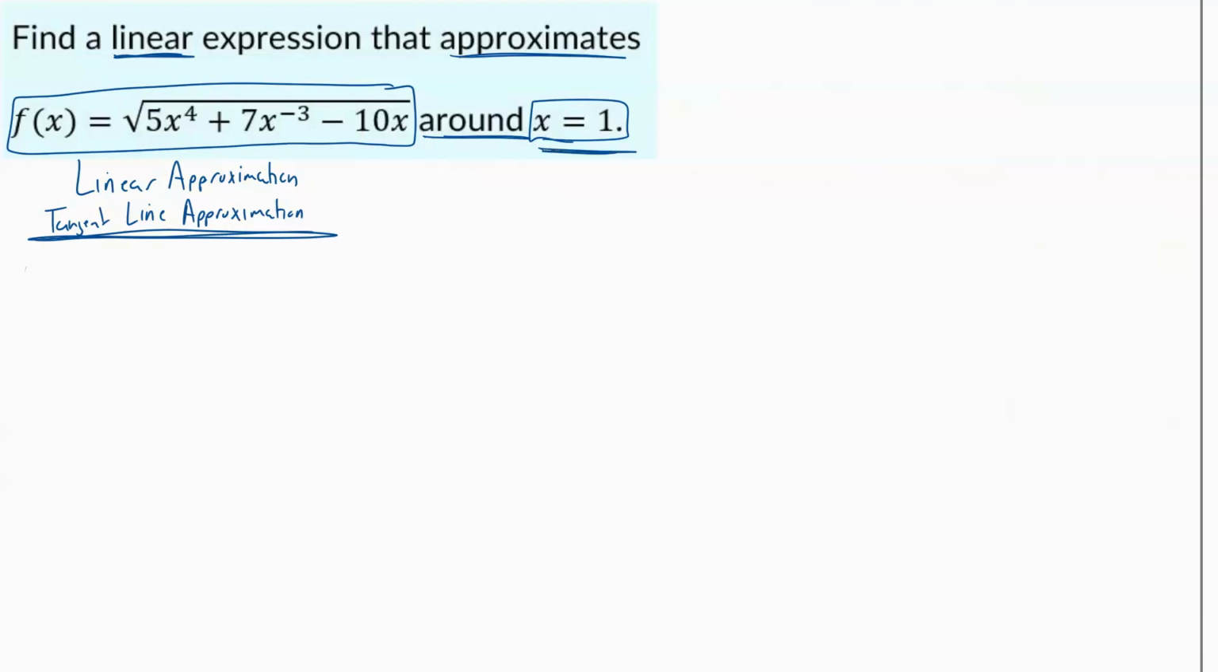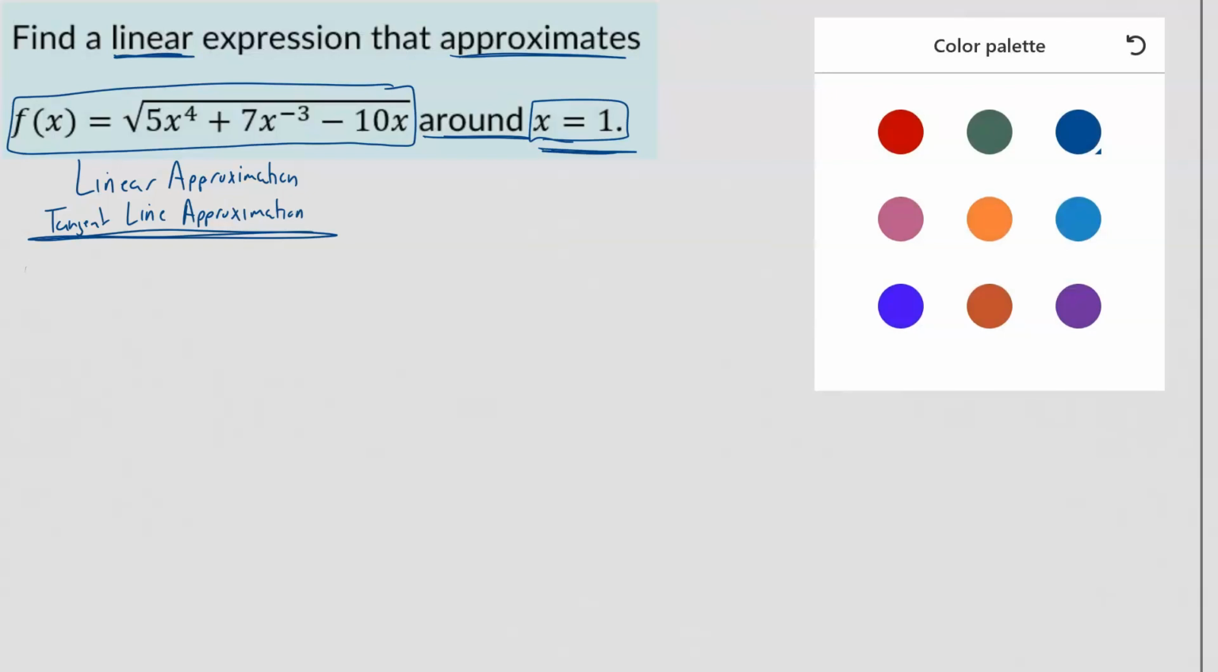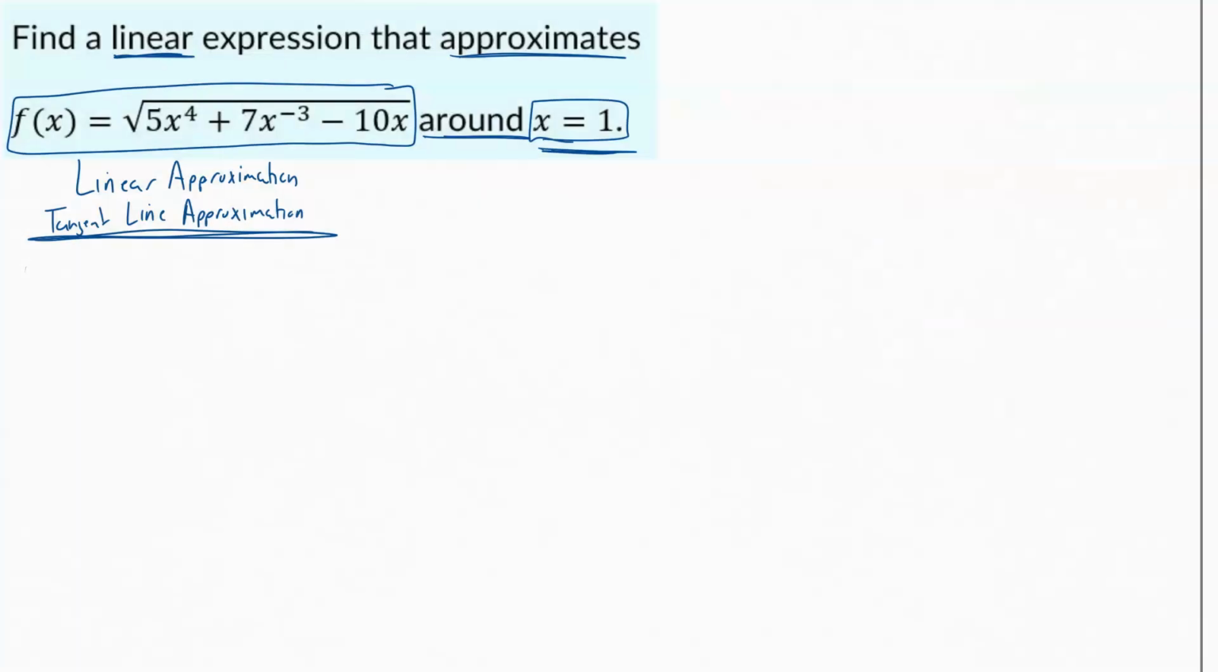So we do this like other tangent line approximation games, except the nice part here is we just need the equation. We don't actually have to use it to find a value or to approximate a value. So step one of the process is we need to find what is the f of x that we're trying to approximate. Well, the beautiful part is they're giving us that equation: 5x to the fourth plus 7x to the negative 3 minus 10x.